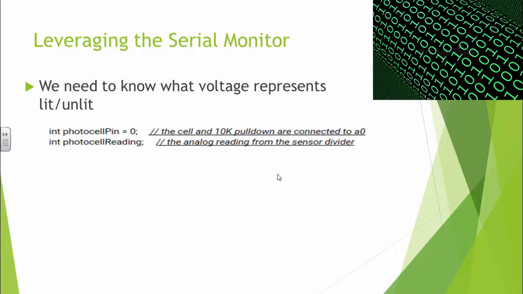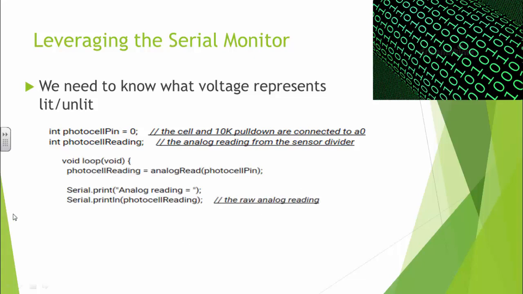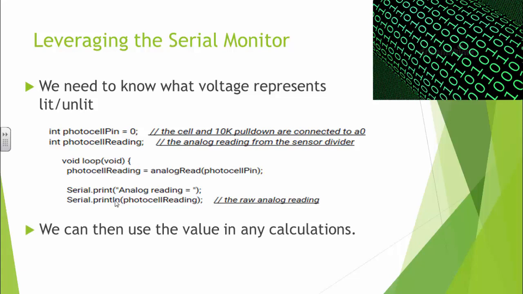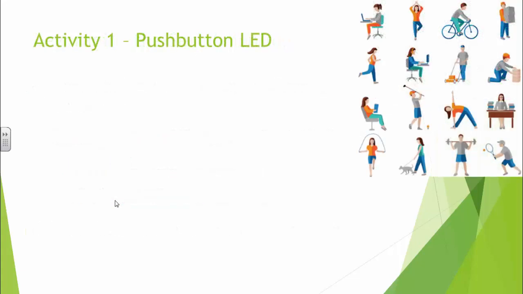So we can implement a temporary device that reads the potentials like we just said and just prints them to the serial monitor. So we can get our analog reading when we've got our light shining on our LDR and when our hand is over top of the LDR. And with those two values in hand, we can design then our logic. Use that value in any further calculations. So I'd like you to try that.